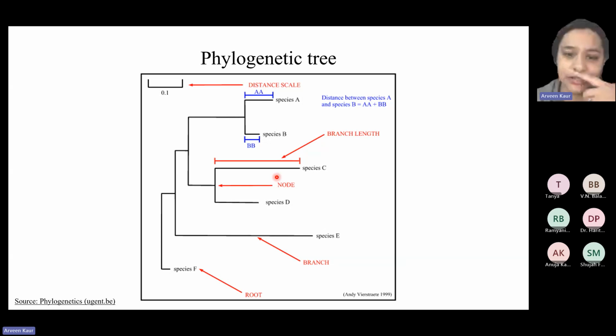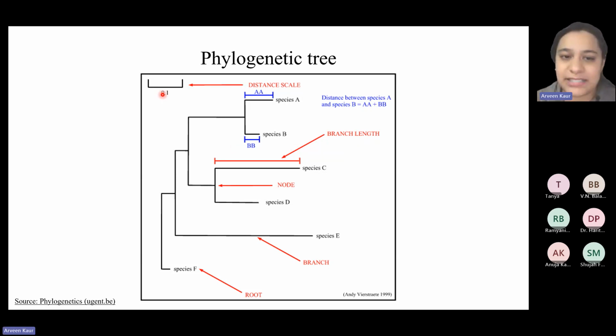Other things that have been labeled here are the branches. You can see that for species A, the branch looks bigger. In species B, it looks smaller. In species C, it is lengthy, and in species D, again, it is a little smaller. So every species has a different branch length arising from the nodes. What does this different length signify? It signifies the evolutionary distance.